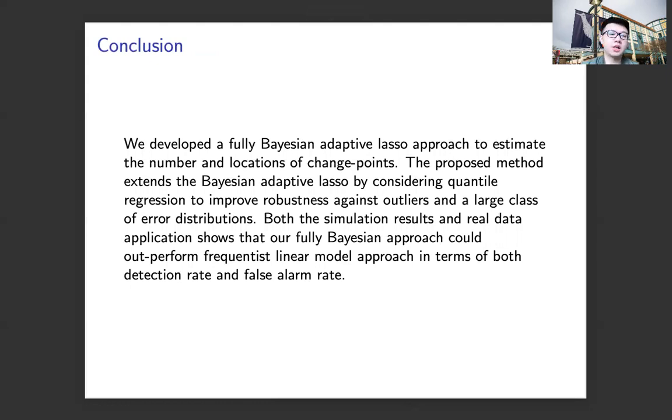So in this project, we developed a fully Bayesian adaptive lasso approach to estimate the number and locations of change points. The proposed method extends the Bayesian adaptive lasso to consider quantile regression to improve robustness against outliers and a large class of error distributions. Both the simulation results and real data application show that our fully Bayesian approach could outperform the frequentist linear model approach in terms of both detection rate and false alarm rates.